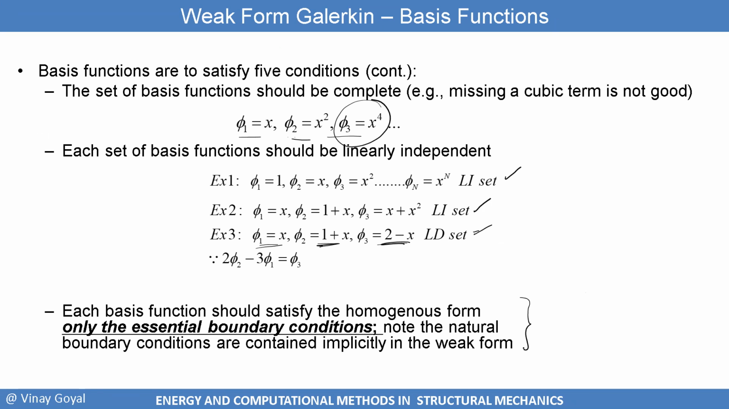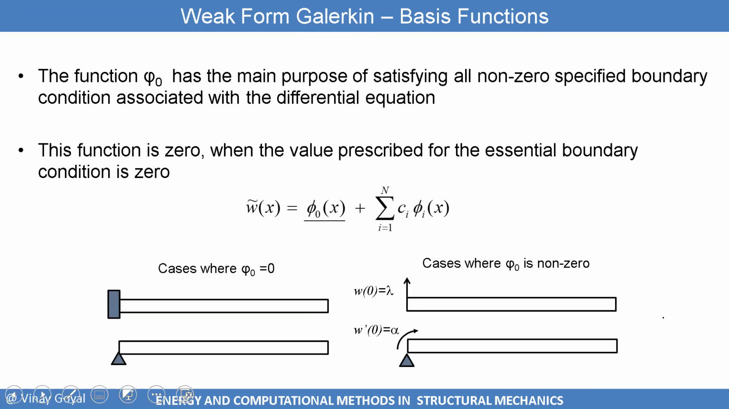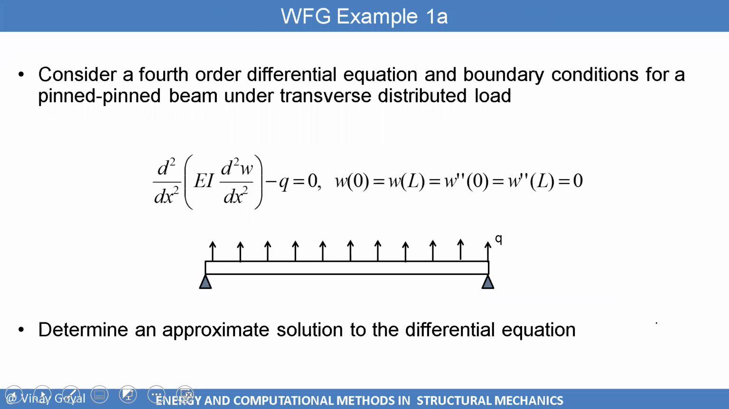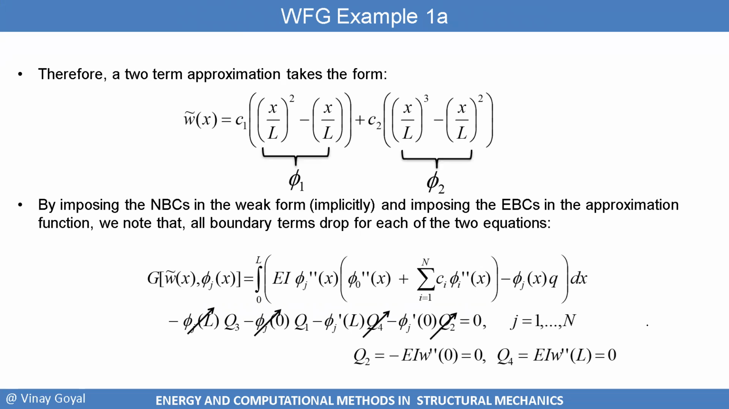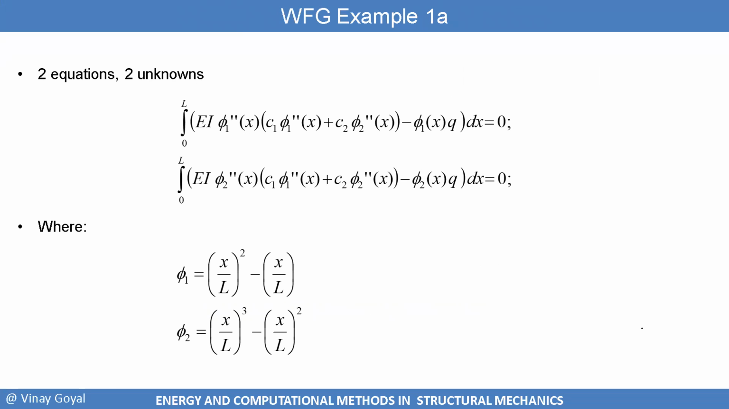Each basis function has to satisfy the homogeneous form. Okay, so here's an example that I already kind of covered. You have several cases. You can have W specified at one of these boundaries, and this one I'm applying a particular rotation here. So that's a non-homogeneous boundary condition. And I already went through this example, so we can skip this example.